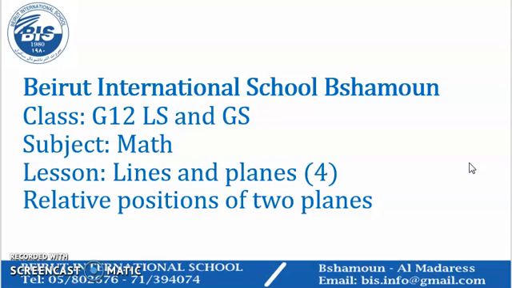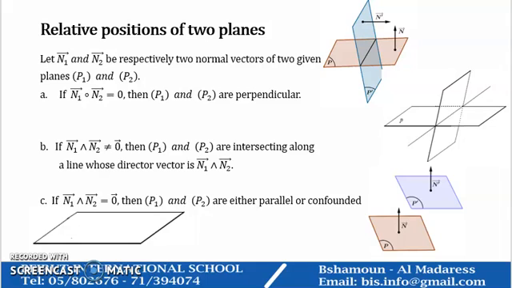Our lesson today is about the relative position of two planes: whether they are confounded, parallel, or intersecting. First of all, if n1 and n2 are respectively the normal vectors of two planes P1 and P2, and if n1 dot n2 equals 0, then the two planes are perpendicular, which is a special case of intersecting planes, where they intersect at right angles.